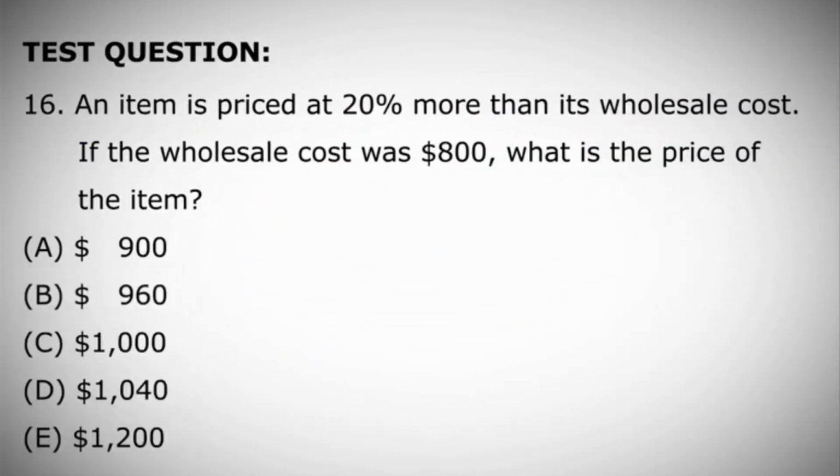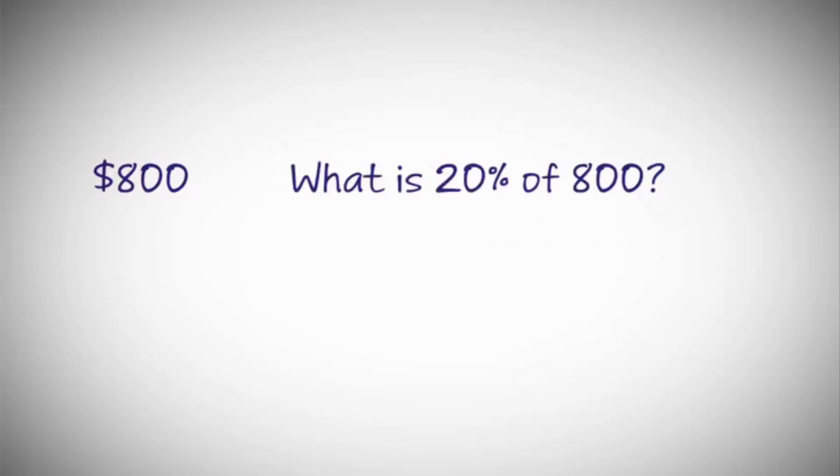Now let's move on to a test question. Number 16 says, an item is priced at 20% more than its wholesale cost. If the wholesale cost was $800, what's the price of the item? Well, if we started off with a cost of $800, we're going to need to figure out what 20% more is going to be in order to figure out the new cost. So our equation is 20% of 800. The first step is to convert 20% to a fraction, 20 over 100, and then translate the rest of that expression.